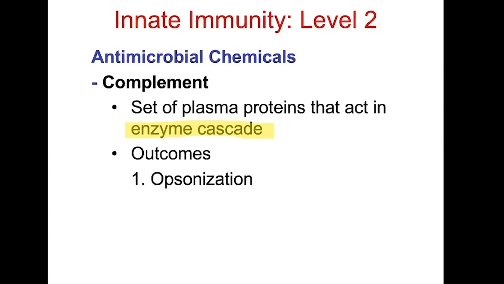The first outcome is what we call opsonization. This is a new term for you, but complements can function as opsonins. Opsonins are molecules that will bind to cells that need to be phagocytized, and they enhance or make it easier for the phagocytic cell to eat the cell that has the opsonins on it, or let's say if it's a bacterium. So the complement will bind to the bacterium, and that will make it easier for a phagocytic cell such as a macrophage to eat the bacterium.